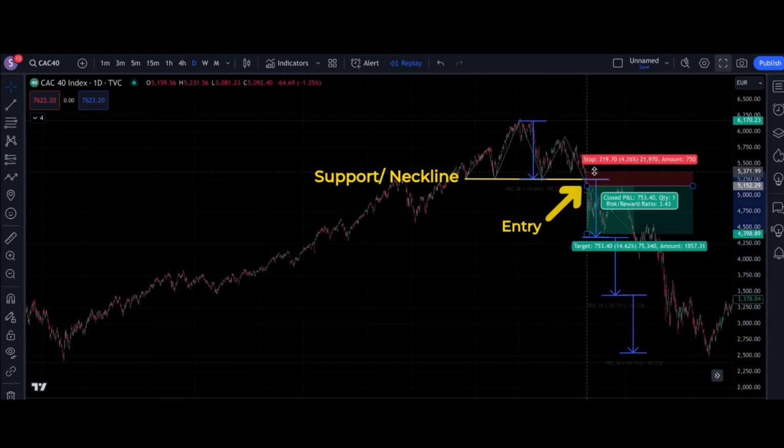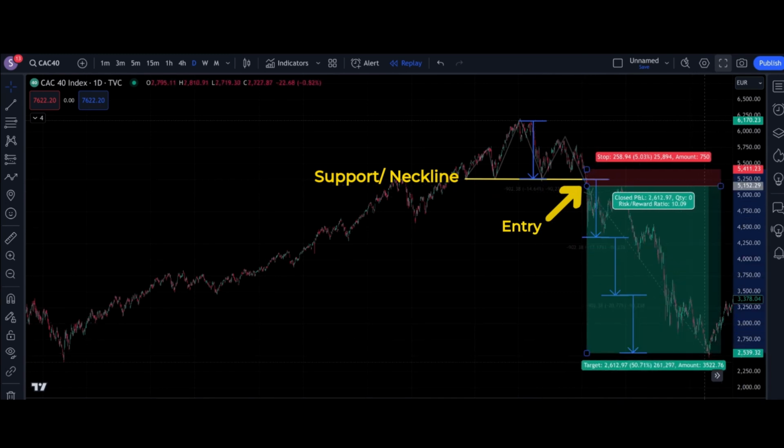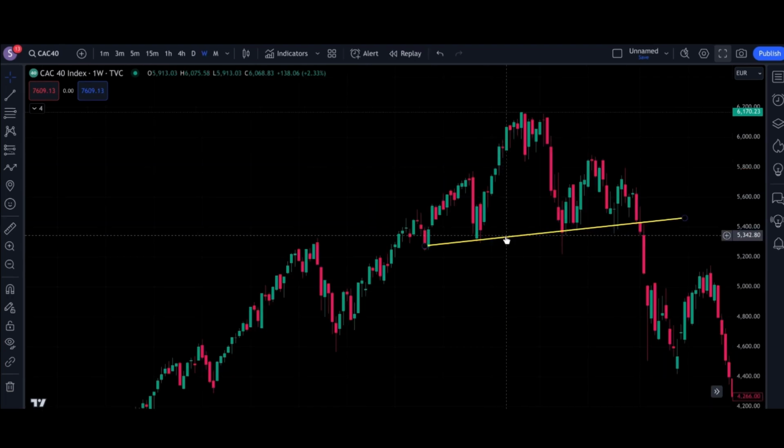Entry will be at the first candle that closed below the neckline. Stop loss set just above the last swing up before the breakout. It is easy to identify any pattern when it is in front of our eyes. Let's try to do it in replay.